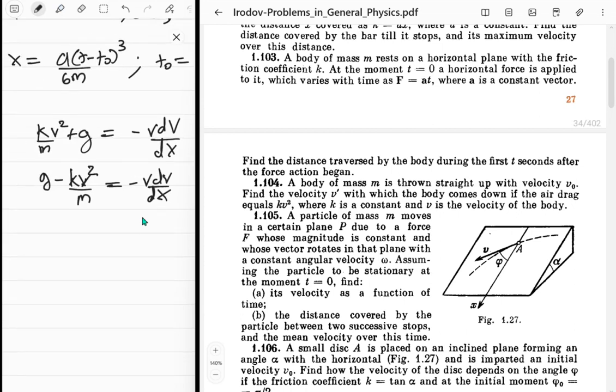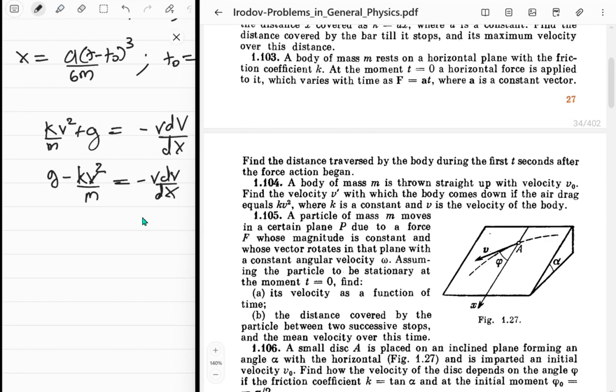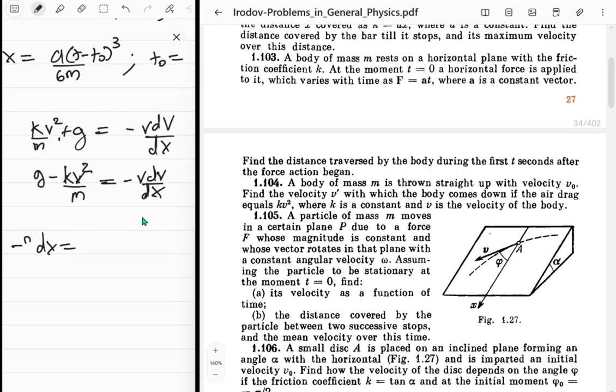So now what do we do? It's got v right there. This is bad. Fine, let's try to do something. Let's integrate this. We'll put this over there. So it's got negative 2 dx is equal to 2v dv upon g plus kv squared upon m.